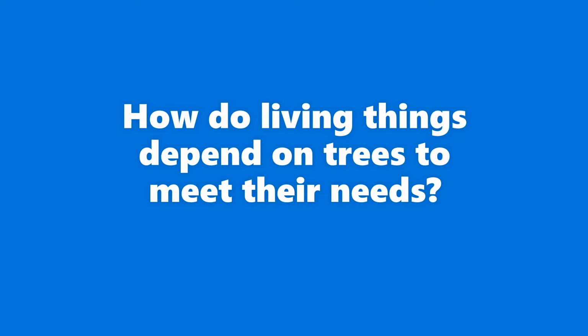As we read our book, Be a Friend to Trees, we learned a lot about the ways that living things like people and animals depend on trees to meet their needs. So, we know that living things have three basic needs: they need food, water, and air. But they also have a few more that we're going to talk about today and that we heard about in our story.